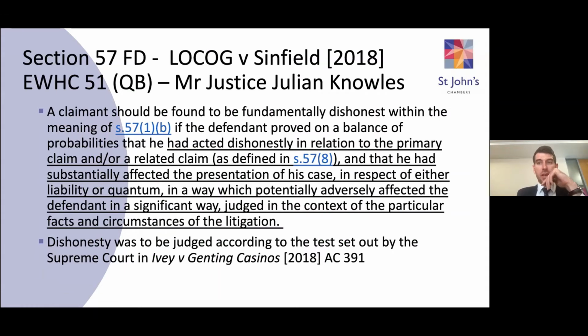Now, the key case on Section 57 fundamental dishonesty is the Lacog and Lindfield case, and that was a decision of Mr. Justice Julian Knowles. And you have there the definition that he gave of what fundamental dishonesty is under Section 57. He said that it was if the defendant proves on a balance of probabilities that the claimant had acted dishonestly in relation to the primary or related claim, and that he had substantially affected the presentation of his case in respect of liability or quantum in a way which potentially adversely affected the defendant in a significant way, judged against the context of the facts and circumstances of litigation.